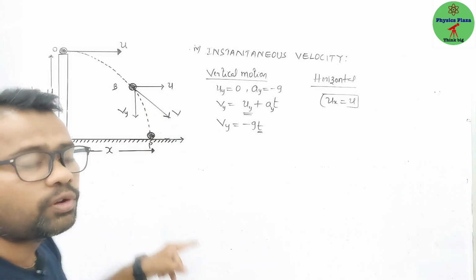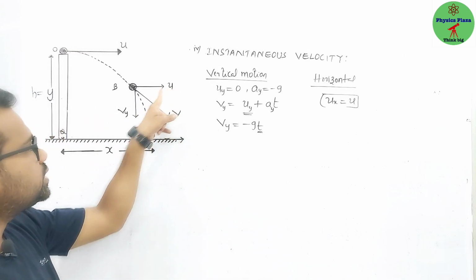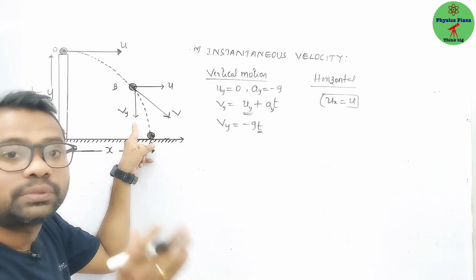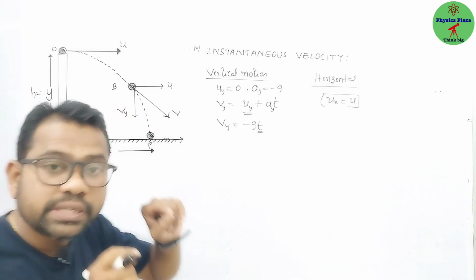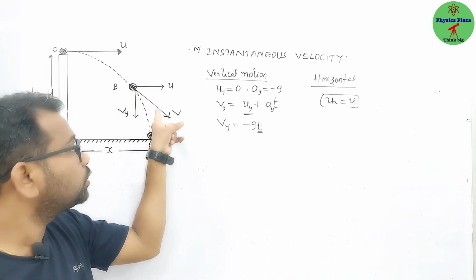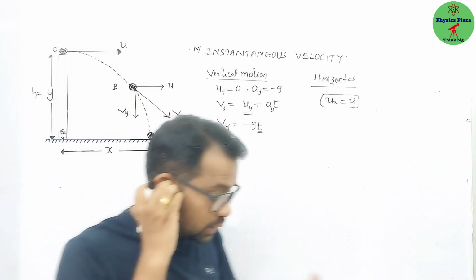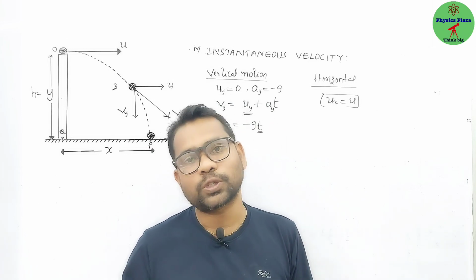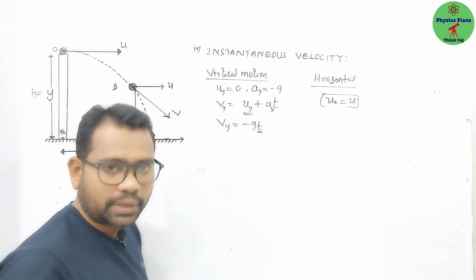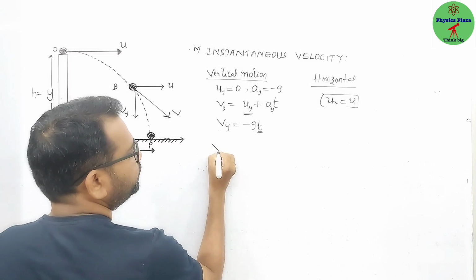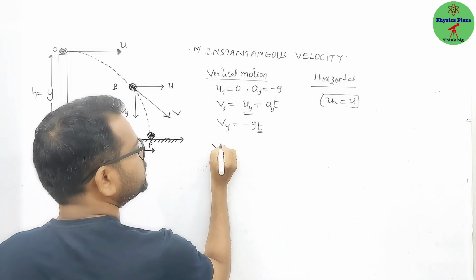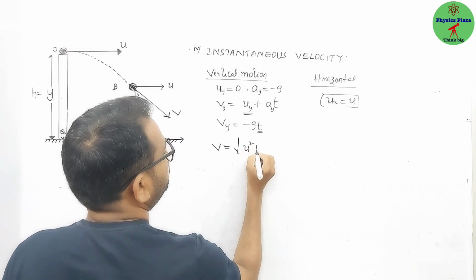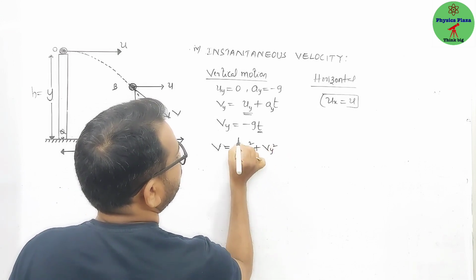So for the resultant, children, here again we need to apply the parallelogram law of vector addition. These two velocities represent the two adjacent sides of the parallelogram. Then the resultant velocity is given by the diagonal drawn for that parallelogram. So that is the concept we are using. So here v is equal to, as per that, square root of u square plus vy square.